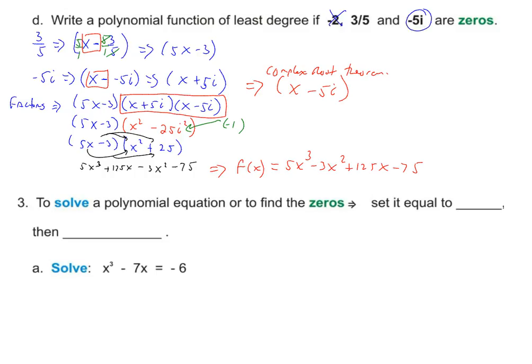That's tricky, but you have to work backwards. So the situation here where they said, hey, these are the roots, these are the zeros, tell me what the original function was. Work backwards. Multiply it all out, voila, you're there.